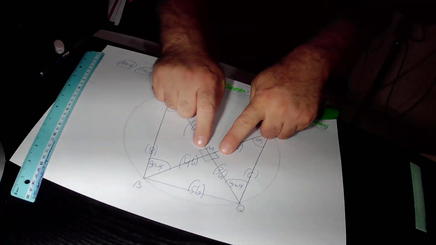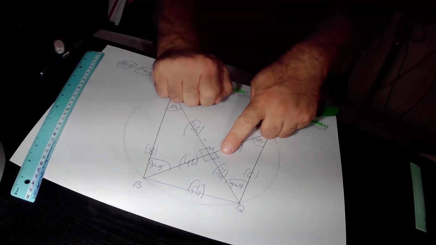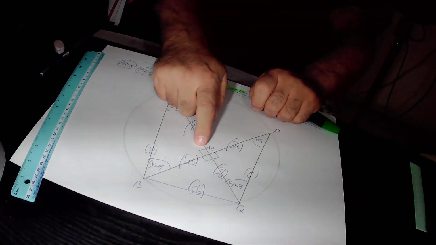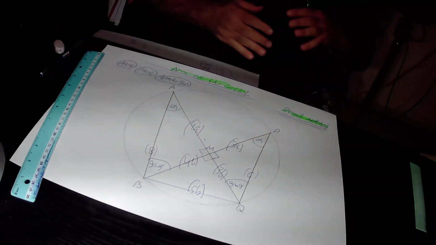Those two angles are vertical angles and they are equal to each other. But this angle equals 90 degrees, and therefore this missing angle must also be equal to 90 degrees because they are equal to each other, according to the rule that vertical angles are equal to each other.